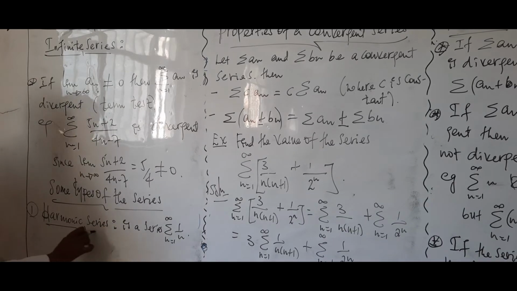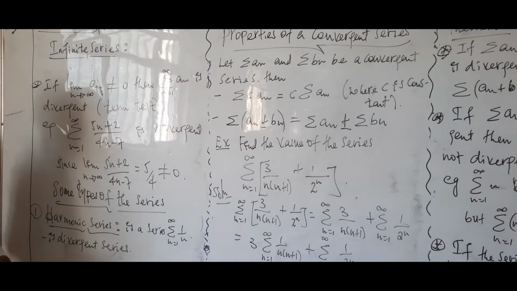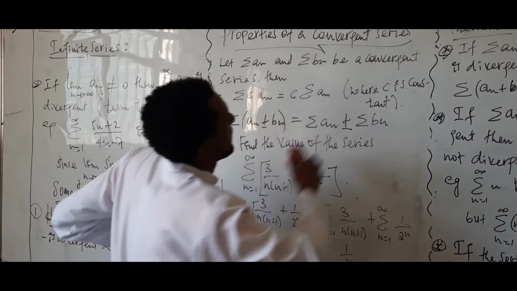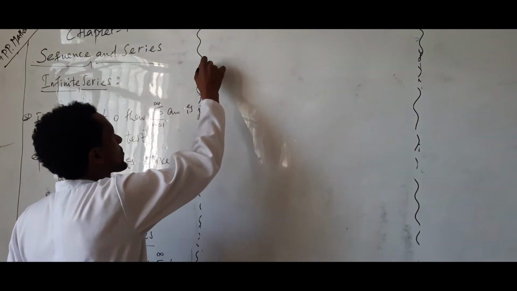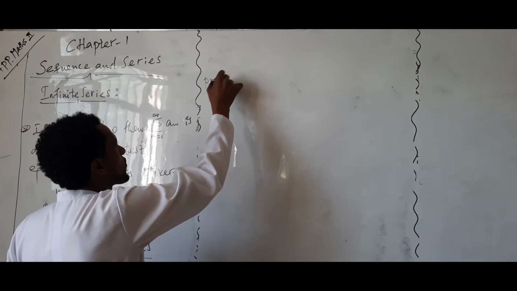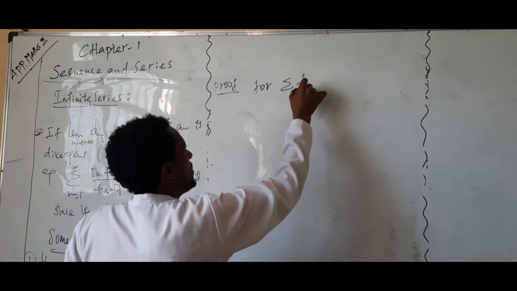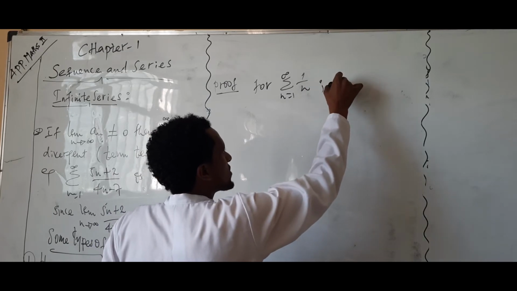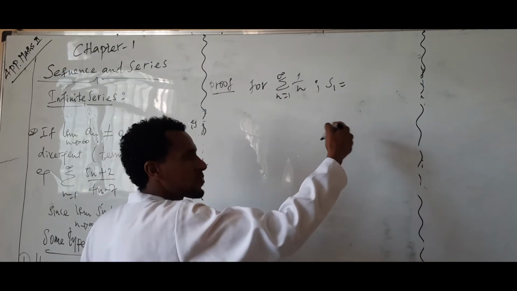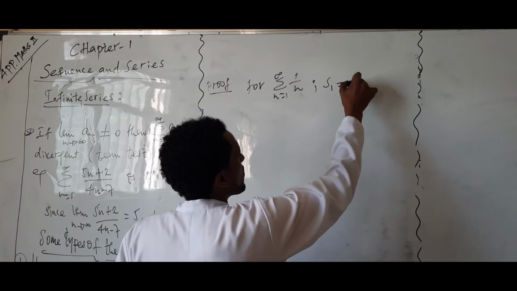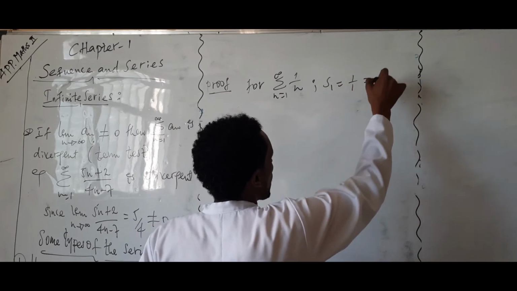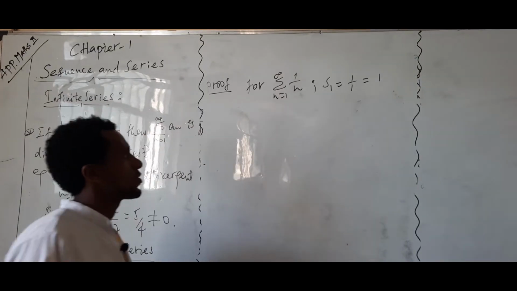It is a divergent series. The harmonic series is a divergent series. We can prove that. Let us prove. Proof: for the sum of 1 over n, when n starts from 1 to infinity, S1 is equal to 1 over 1, which is equal to 1.